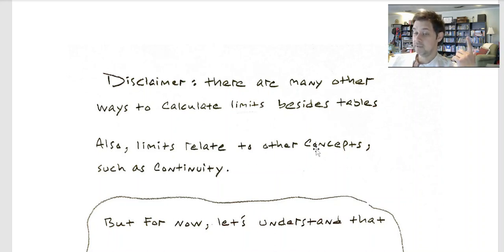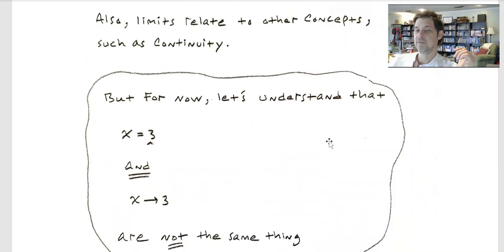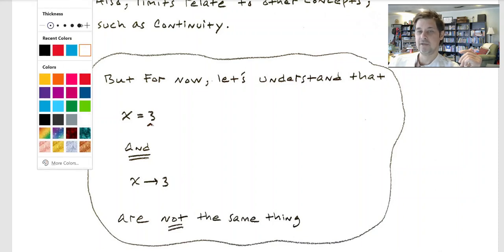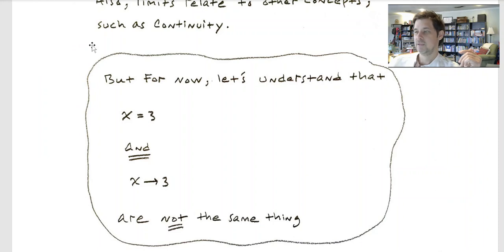And limits do relate to other concepts such as continuity, and those things I'm not addressing in this video or in this prompt. But for now, I just want to make the point and have you understand that x equals 3 is not the same as x arrow 3. They're two different concepts. The thinking around them is different. Everything about them is different, right? And so I don't want you to think they're the same thing. That's why I posed the question in my initial prompt as, could they be the same thing? I wanted to see what you think. But hopefully now we've clarified that and you feel like you understand it.